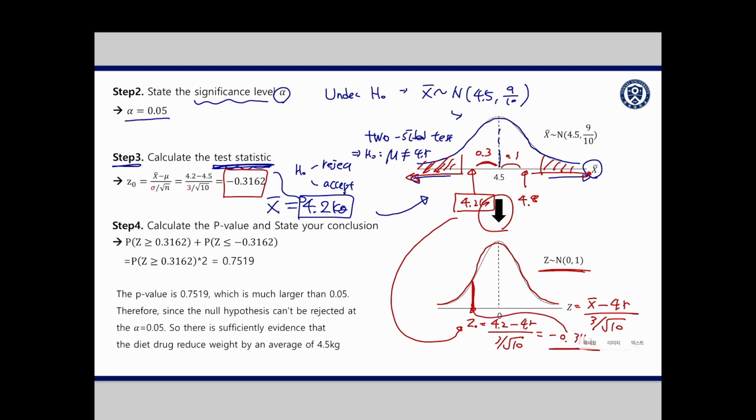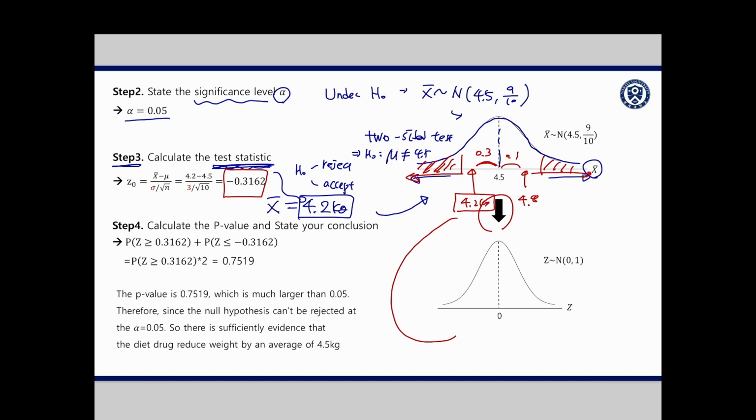So the test is two-sided, so we should consider this quantile. The distribution is symmetric, so this quantile is plus 0.3162. So we can get the test statistic as minus 0.3162 like this.